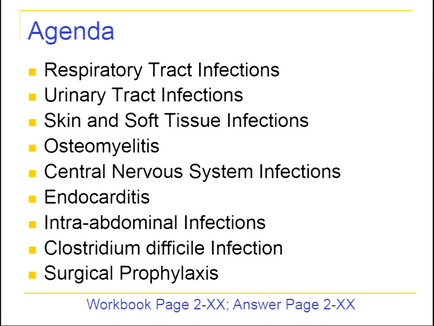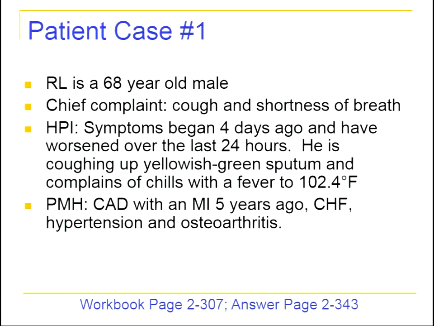So here's the agenda, the disease states that I just went over. There are cases in most of these areas, not all of them, but most will have cases related to that particular area, and then we'll talk about the information and the most appropriate therapy. And again, at the bottom of the slides, the same thing as yesterday, there's going to be a page number in the workbook, if you do have the workbook in front of you, and also an answer page. If there is a particular case, it'll tell you the page number that answers that particular question.